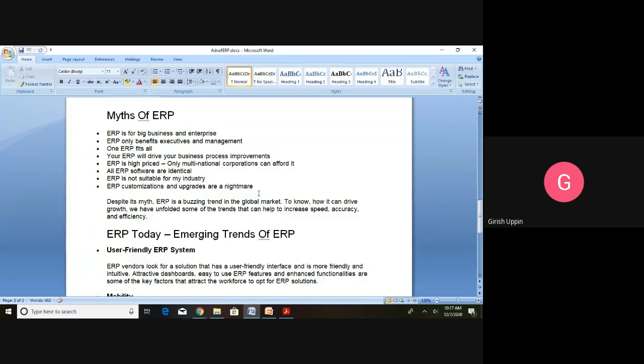ERP customization and upgrades are a nightmare. This is also not true. When the softwares are built, when ERP programs are written, they are written in such a way to incorporate the future changes. They are thinking about the customization that is required, and they will provide provisions so that it can be easily customizable and it can be easily upgraded.